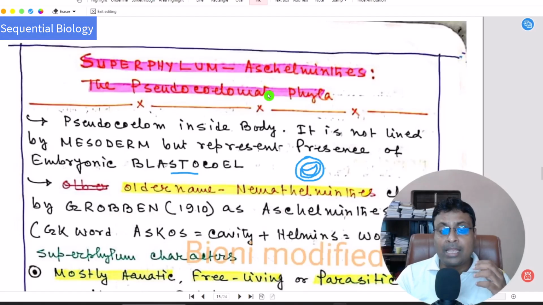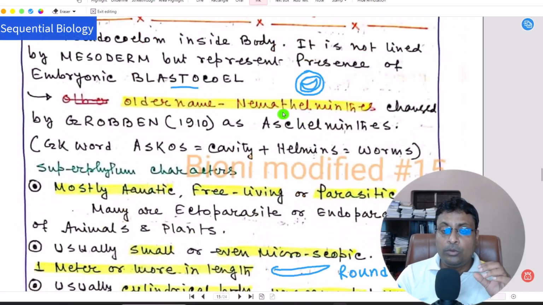And in my notes, I have highlighted only those regions which are important in different kinds of exams. When you read these notes, you should give special stress to these highlighted regions.